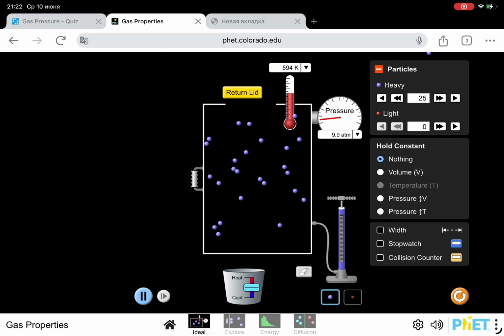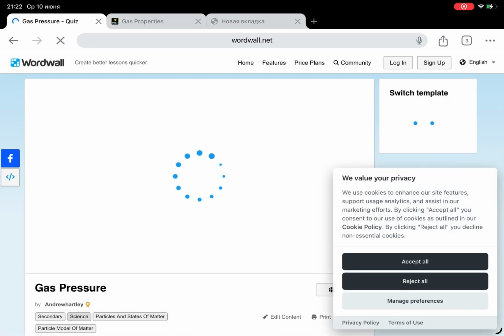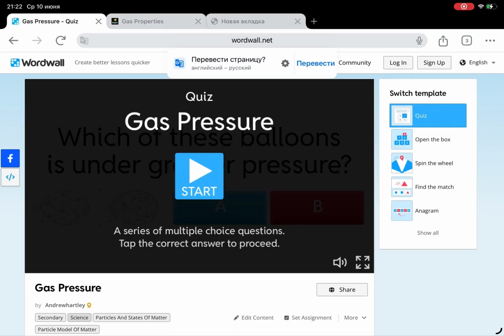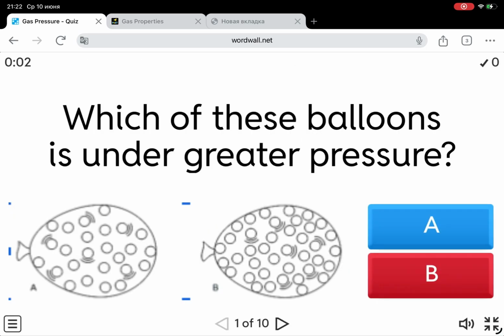Guys, if you want to practice, I recommend you go to the Wordwall website, where you can find quizzes on the topic of gas pressure. I want to demonstrate one of the quizzes on that website. Let's look at some examples. You have two balloons. Which of these balloons is under greater pressure? Let's look at the balloons.